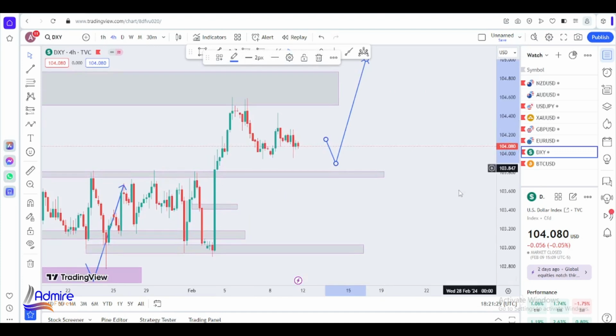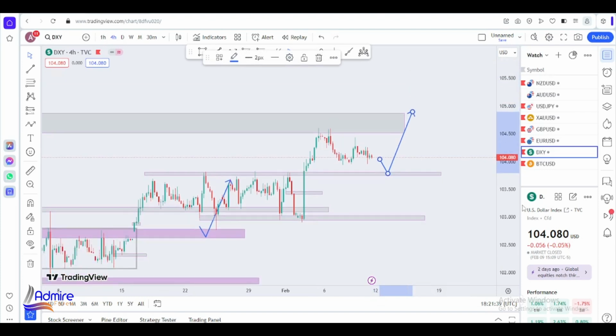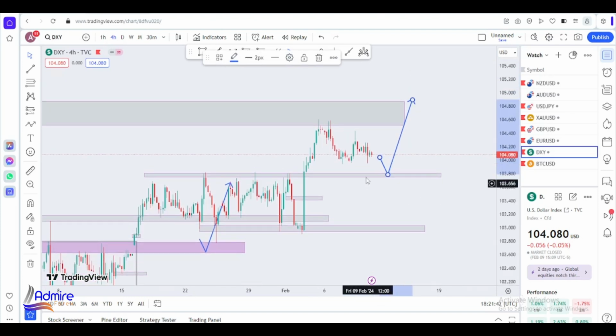So let's hope in the new week for the DXY, price is going to make its way into this zone. Let me bring this inside here. So clearly and easily, what we'll be looking out for on DXY is price to come into this zone of the 103, okay, the 103 area, and push continuations to the upside.